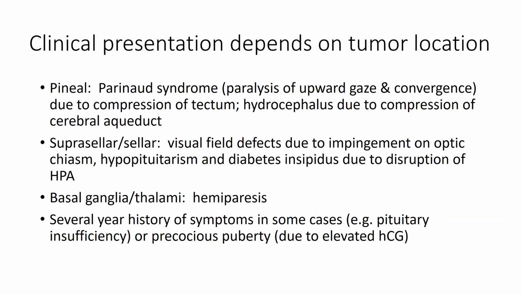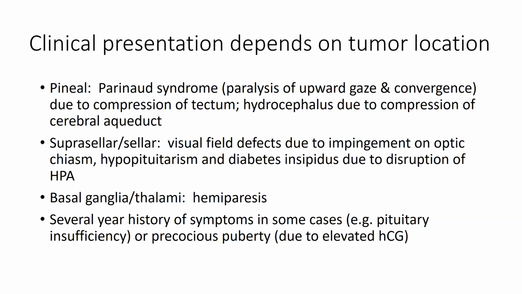The clinical presentation can be very highly variable, and it really depends on the tumor location. For pineal-based tumors, patients often present with Parinaud syndrome due to compression of the brainstem and the tectal region, and hydrocephalus due to compression of the cerebral aqueduct. For suprasellar or sellar tumors that arise from the posterior pituitary or the stalk, these patients often have visual field defects due to impingement of the tumor onto the optic chiasm, and they may have endocrine issues, either hypopituitarism or diabetes insipidus due to disruption of the hypothalamic pituitary axis.